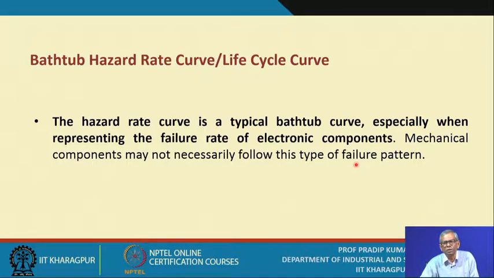Is it okay? So, you have to look into the design, you have to look into the characteristics of a particular product before you conclude whether the bathtub curve, or the life cycle curve, is applicable or not. But what the researchers and the practitioners have observed over the years is that for the majority of the components, for the majority of the products, this concept of the bathtub curve, the life cycle curve, is applicable.